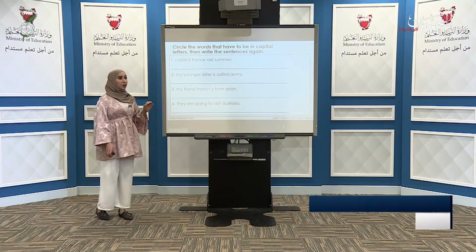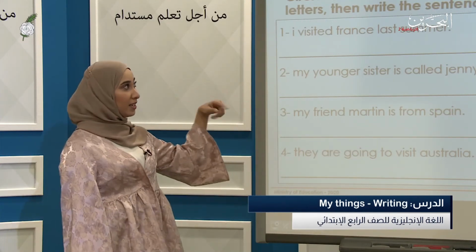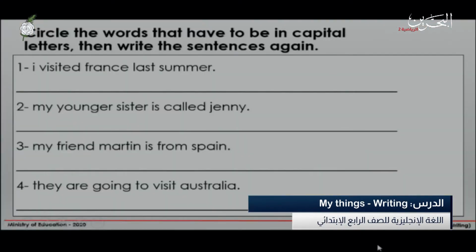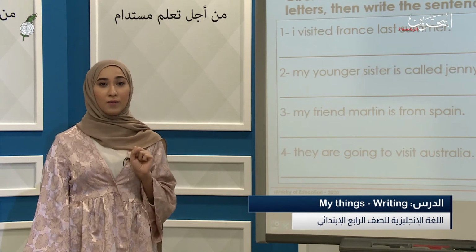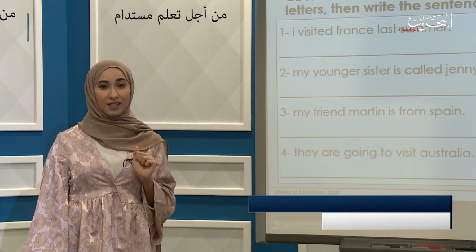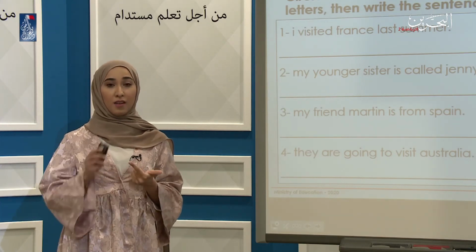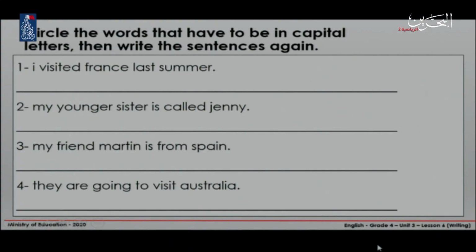Okay, now we are going to read these sentences and circle the small letters that we must change to a capital letter and then rewrite them using the correct capital letters. Let's see number 1. I visited France last summer. Now, can you remember where we must use capital letters? Let me remind you. We use capital letters to start a sentence, with months, with names of countries and names.